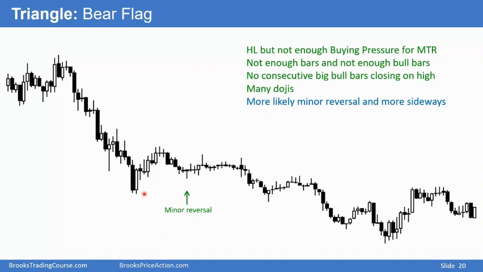Bear trend, bull breakout, probably not enough bars for a major reversal, and therefore it's probably a minor reversal, which usually means more sideways. Where are the consecutive big bull trend bars? We have bull bars, but bad follow through. Not enough buying pressure. Lots of dojis. It looks more neutral than bullish.